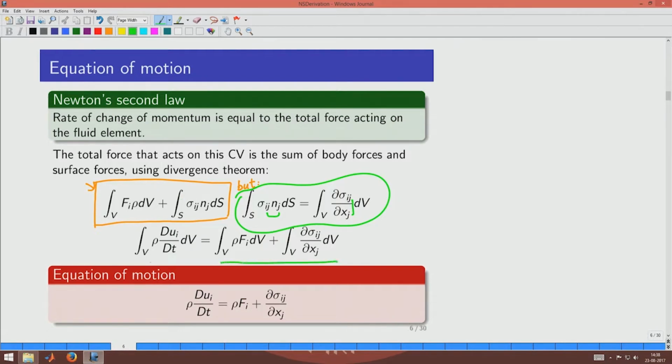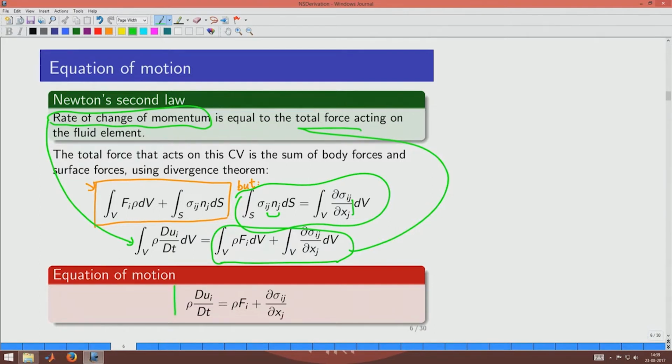You could see that the left hand side is the rate of change of momentum. So, rate of change of momentum is this fellow, and the total force is on the right hand side. That is the total force. Now, you can see that this equation is written over the same control volume everywhere, which means that the integrands also should be the same, and that is exactly what we are doing.